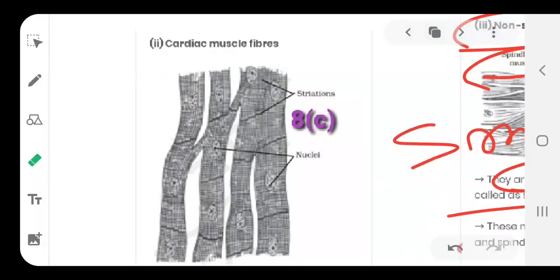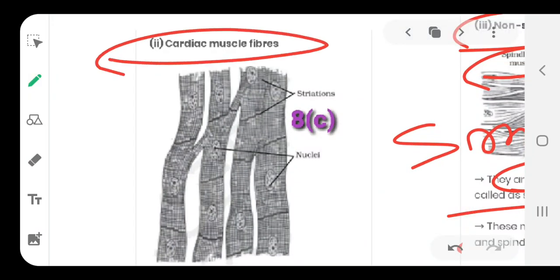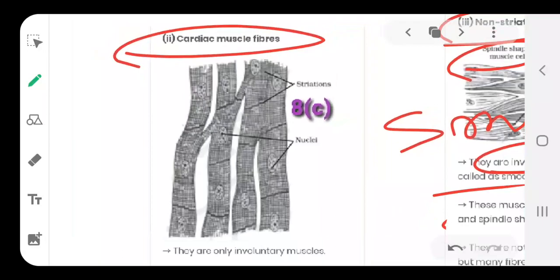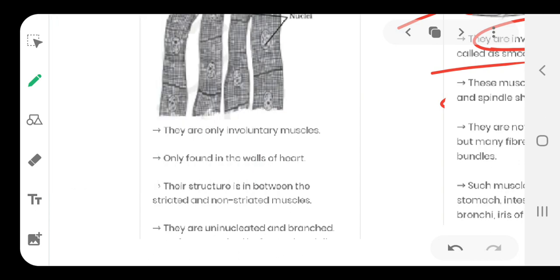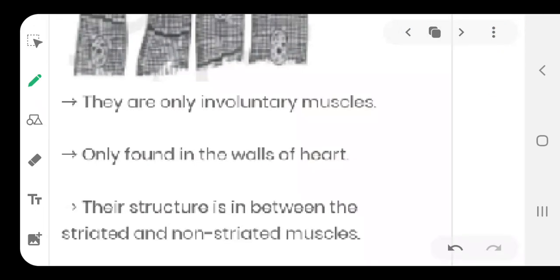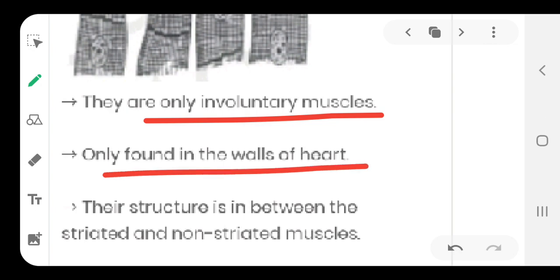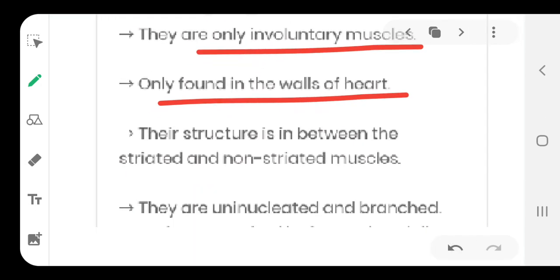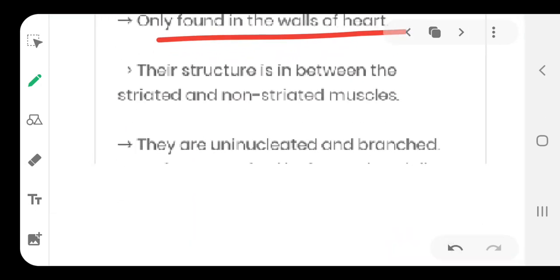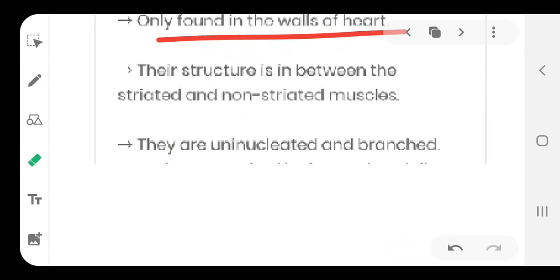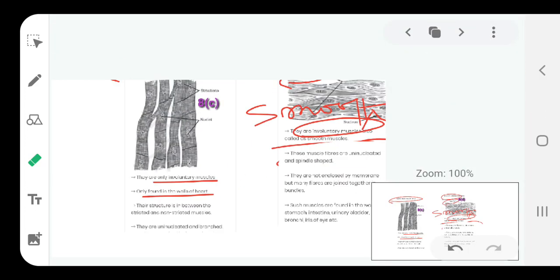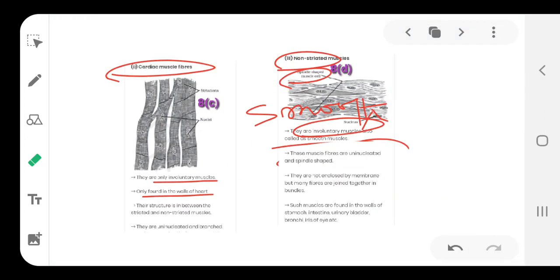Among these we have the most important, called cardiac muscle. The name says cardiac, so it is concerned with the human heart, and it is one of the most hardworking muscles in your body, which never gets tired. So they are again involuntary, so you can't control their movement. They are only found in the walls of the heart, that should be known to you. And they are again uninucleated, and underline the whole word, uninucleated and branched. So that is as far as cardiac muscle fibers are concerned.